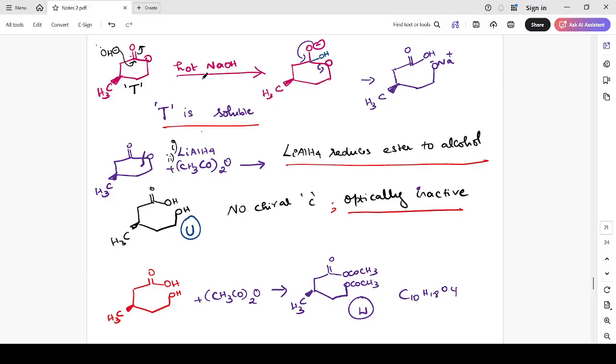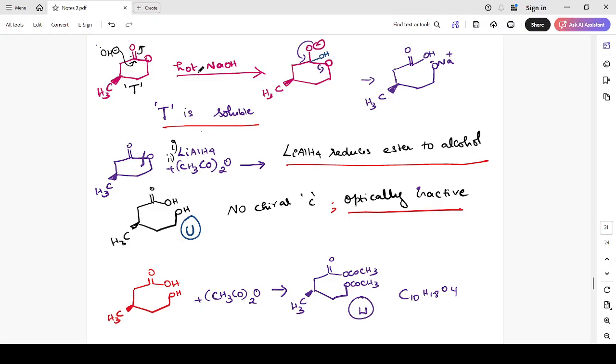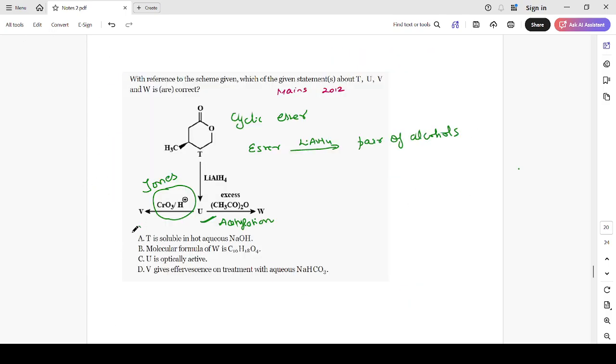Now in this case, at first I'm treating with lithium aluminum hydride. So lithium aluminum hydride will reduce the esters to alcohol as we mentioned. So what are the products that you're going to have right now here? Look at the possibilities of the choices that you're having here.